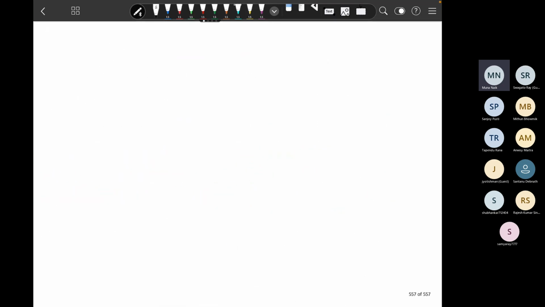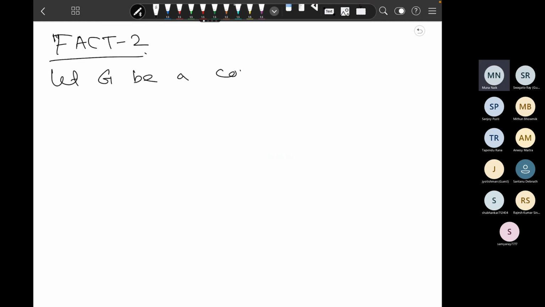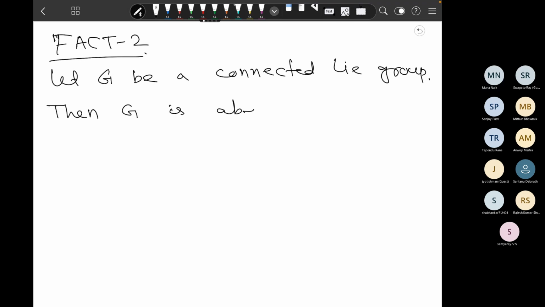Now the second fact I will use. Let G be a connected Lie group. Then G is abelian if and only if its Lie algebra is abelian.